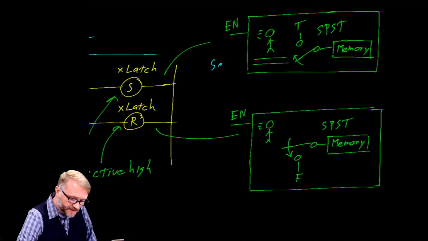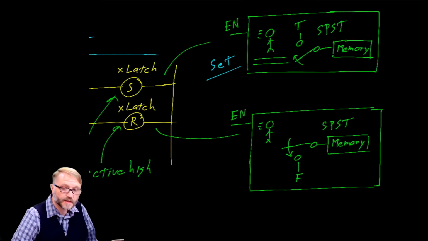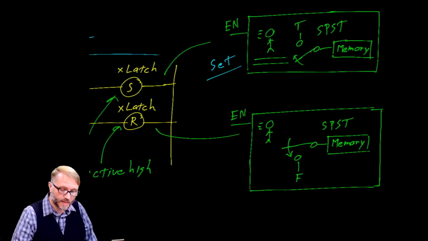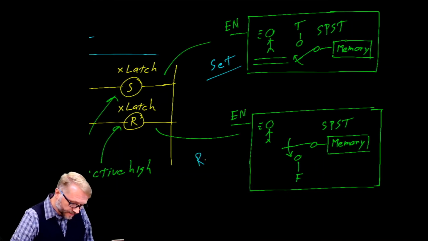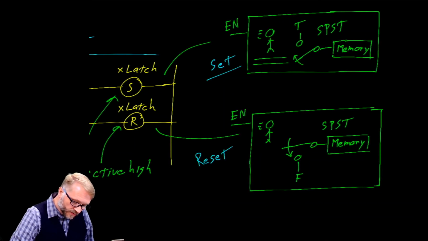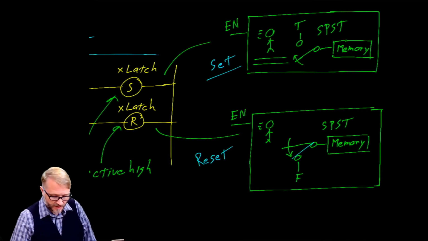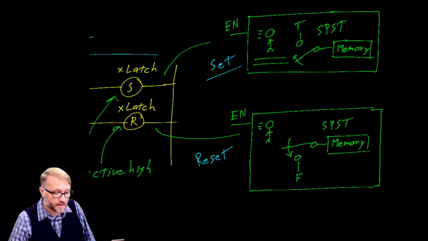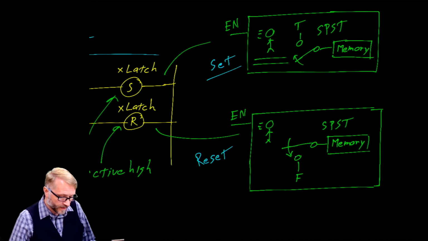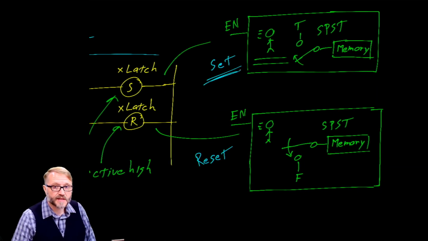The only thing that the set coil can do is take that lever and move it to the true position. That's it. It can only write a 1 to memory. Whereas the reset can only move that lever to false. The only thing it can do is put a false into memory. Other than that, it leaves the memory alone, which is to say the set instruction can never write a false to memory. It simply can't. There's no mechanism for it to do that. Likewise, the reset can never write a true to memory.